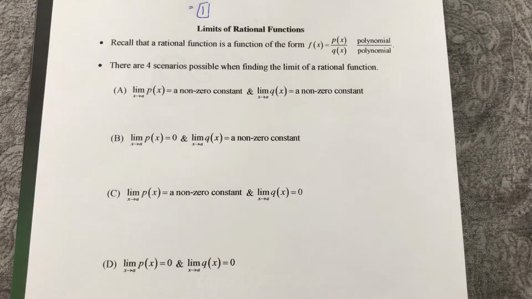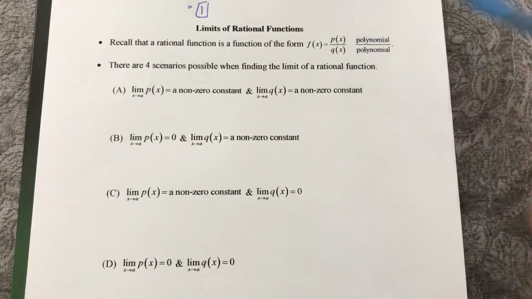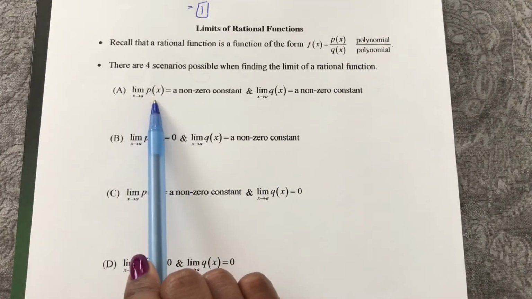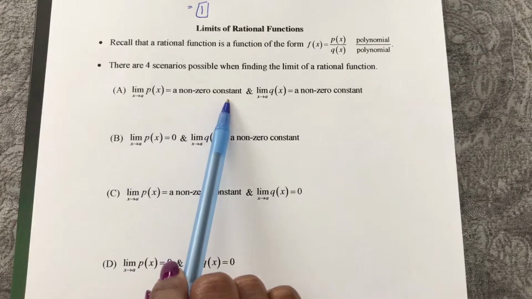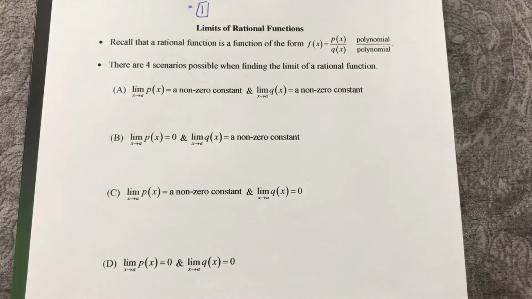With limits of rational functions, there are 4 possible scenarios. So remember, a rational function is one polynomial over another. So sometimes the numerator is a non-zero constant and the denominator's limit is a non-zero constant. That's the best scenario.